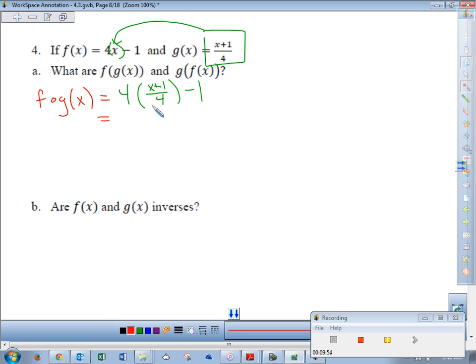Times 4 and divide by 4. That makes things pretty. You've got x plus 1 minus 1, which is really how much? X. Yay, I got x back. Then, let's see what g of f of x is. They were asking us to find both.